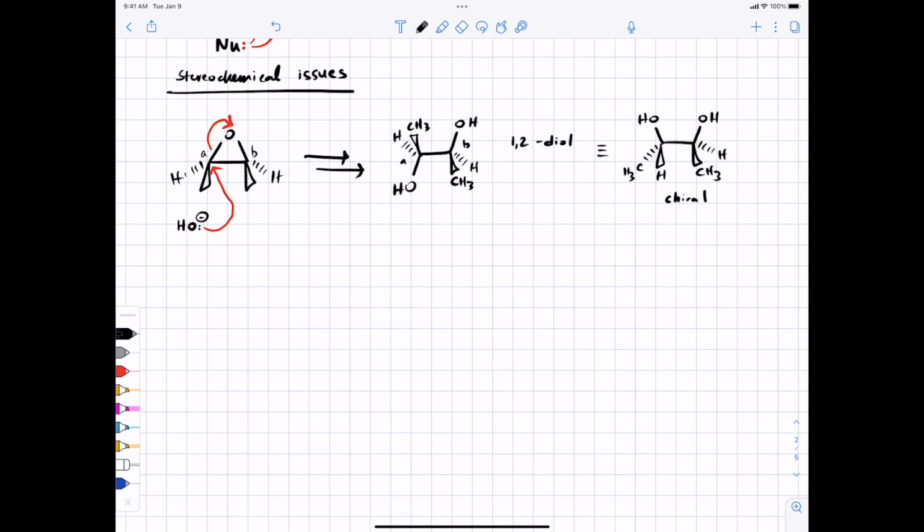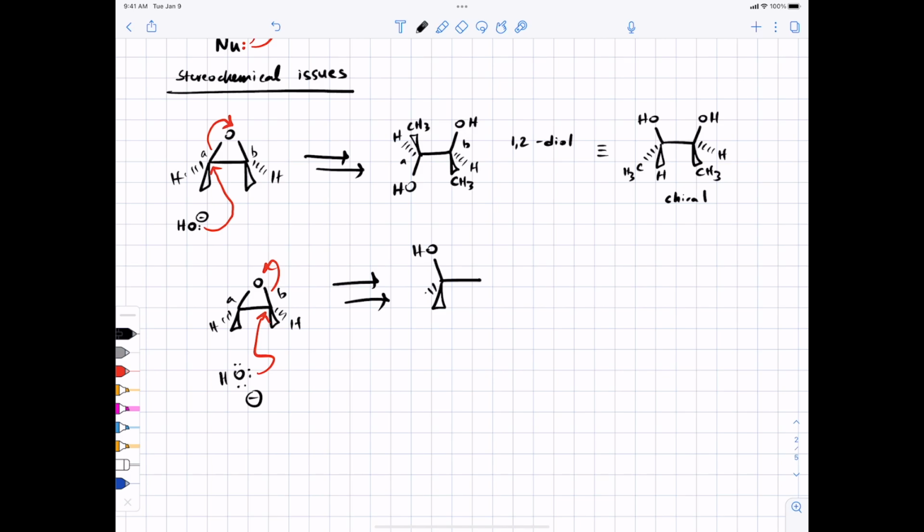Okay, well, am I allowed to make something that's chiral from a non-chiral starting material? Sure, as long as you make the other enantiomer. And we get the other enantiomer from attack of carbon B. So I'm just going to show that briefly. If the OH attacks the other carbon, B, we're going to have this as our product.